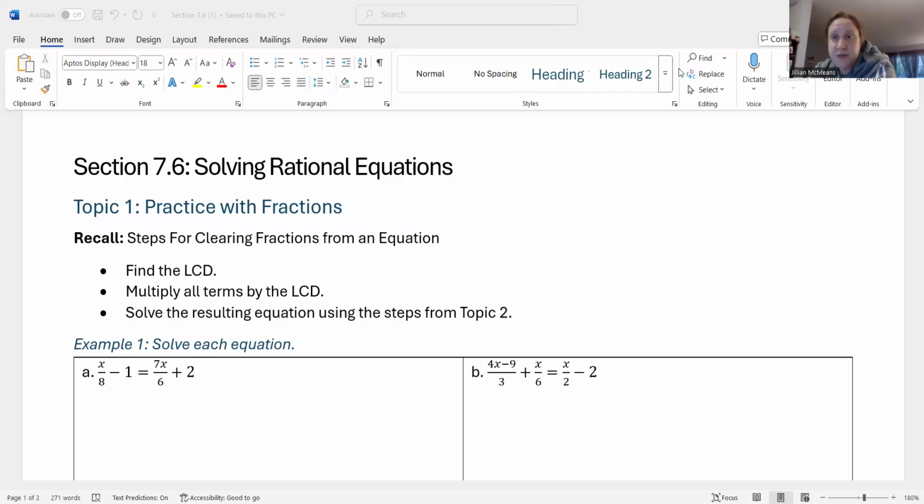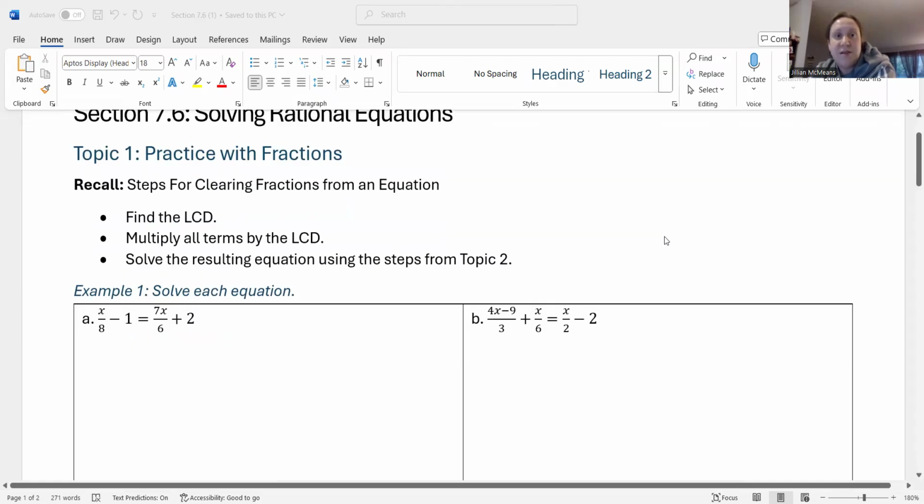So the main goal for this section is solving rational equations, but just like with everything we've done involving rational expressions, we're going to start by looking at fractions. First we're going to practice solving equations that contain fractions because the process is very similar to solving rational equations, okay? So practice with fractions, steps for clearing fractions from an equation.